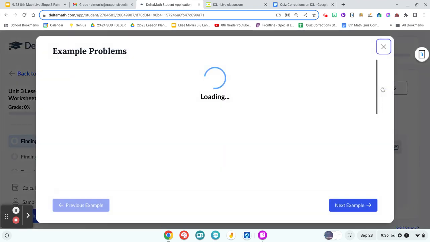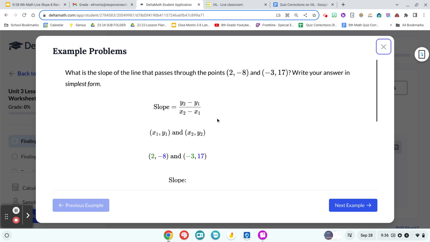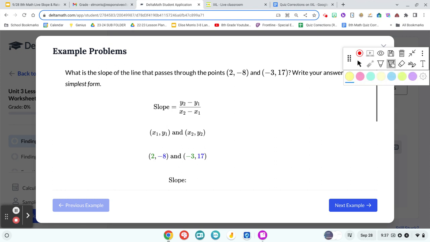Let me show you an example because the writing is pretty for the slope formula. Take a look at your slope formula here while I pull up my writing tools. We are going to do this formula right here, the change in y's over the change in x's. So notice in Delta Math how they used green here and here to represent the x values, and then they used blue to highlight the y values so they can make sure and subtract the right things.